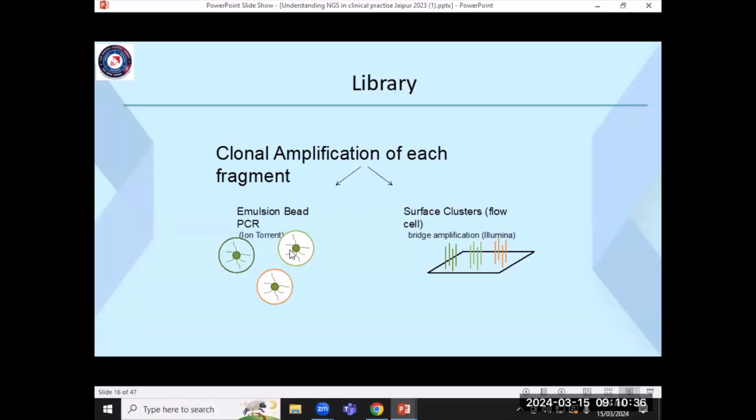Now, this is emulsion bead based PCR. This is what Thermo Fisher Scientific basically uses. And this is the surface flow cell based method. This is what Illumina uses, whether it is MiSeq, NextSeq, or NovaSeq. They all make use of this technology. And whether it is Ion Torrent, S5, or Genexus, they make use of emulsion-based PCR. The concept remains the same. You are just amplifying to get a larger number of fragments, but with a different methodology.